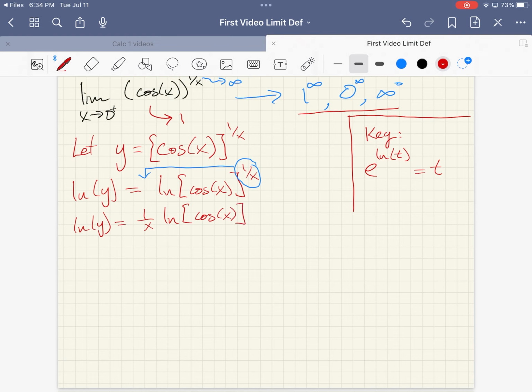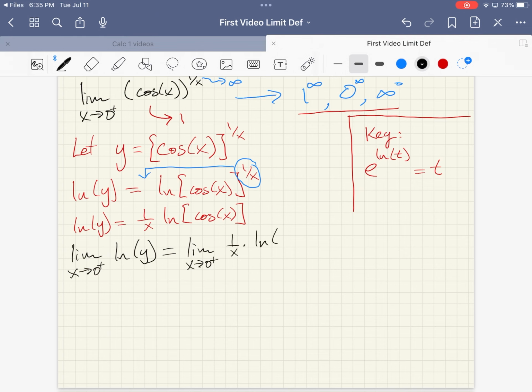Okay, so we know that. And at this point, once we've got this exponent down so that we no longer have an exponent, now we're going to take the limit of both sides. Okay, so I'm going to take the limit as x approaches 0 from the right of this side, and the limit as x approaches 0 from the right of this side.